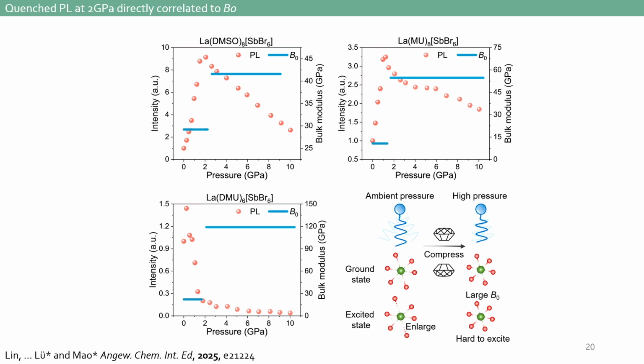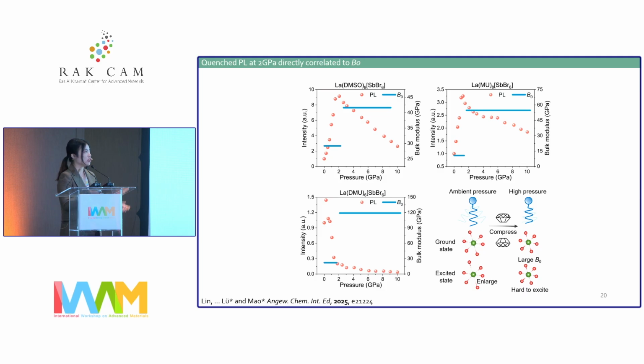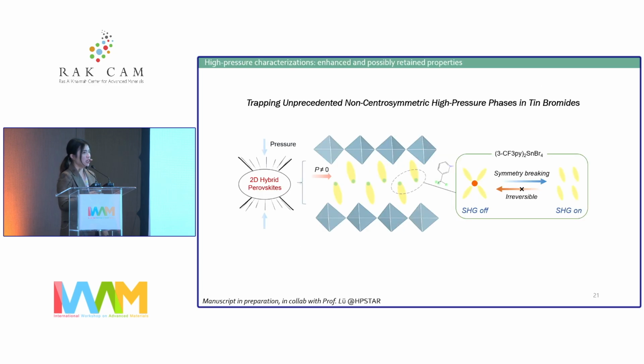And then you can see how the bulk modulus suddenly becomes higher, right? Because I think there's a phase transition here, so that it becomes really rigid and very difficult to excite under this situation. So another related work is that we're trying to use high pressure to break down the symmetry in the two-dimensional tin bromide system.